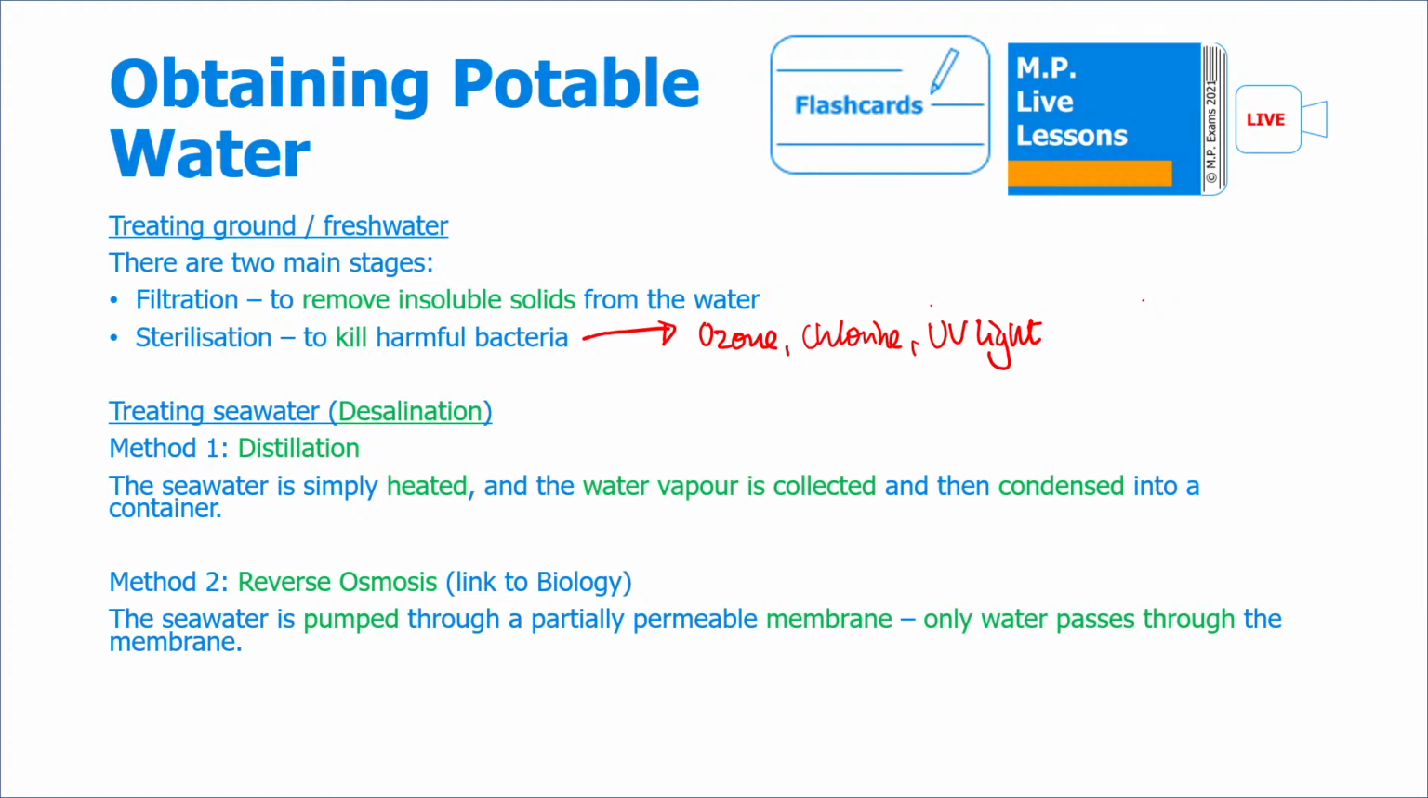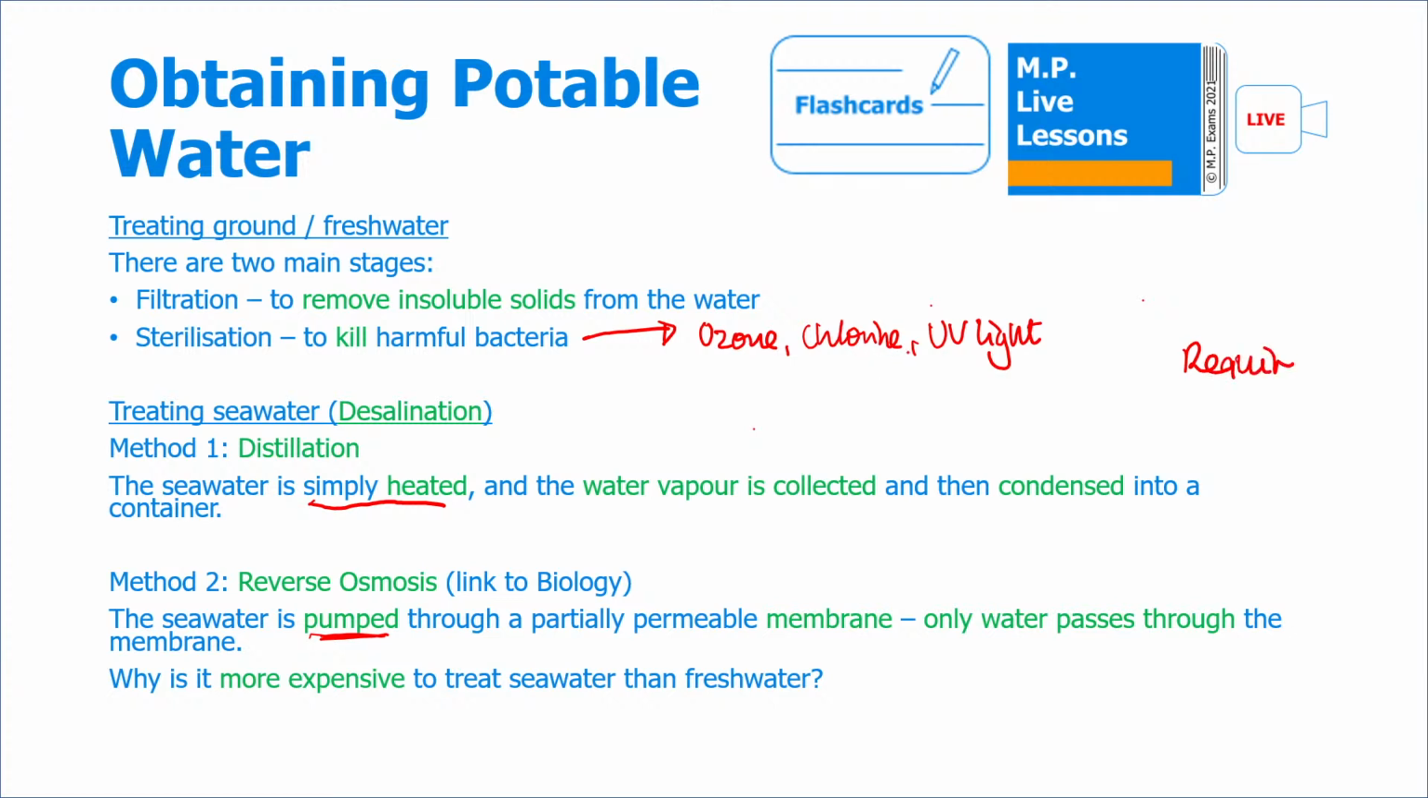Now, why don't we treat seawater? We don't treat seawater because it's more expensive. This is because, if you look at what's underlined here, it requires lots of energy. If you use more energy or need more energy, it's more expensive.